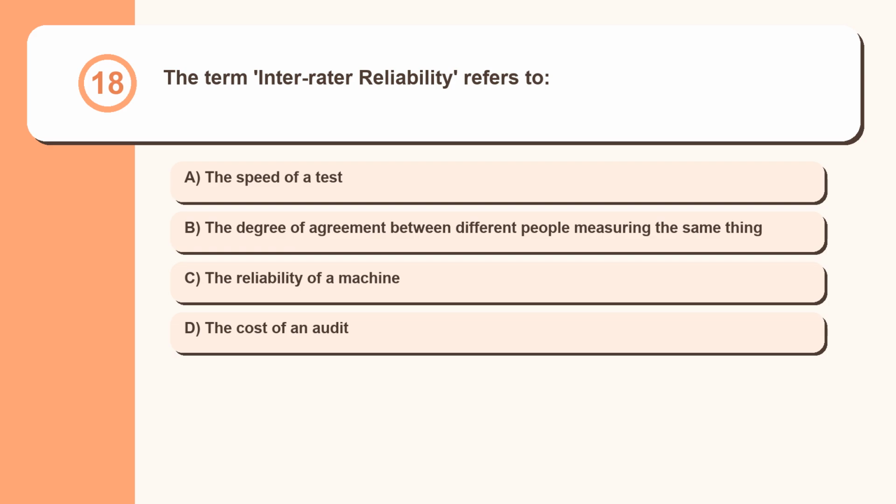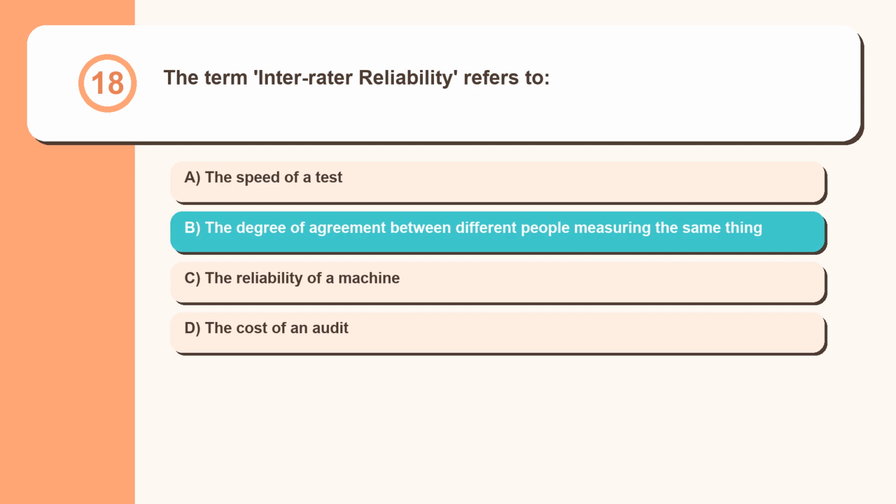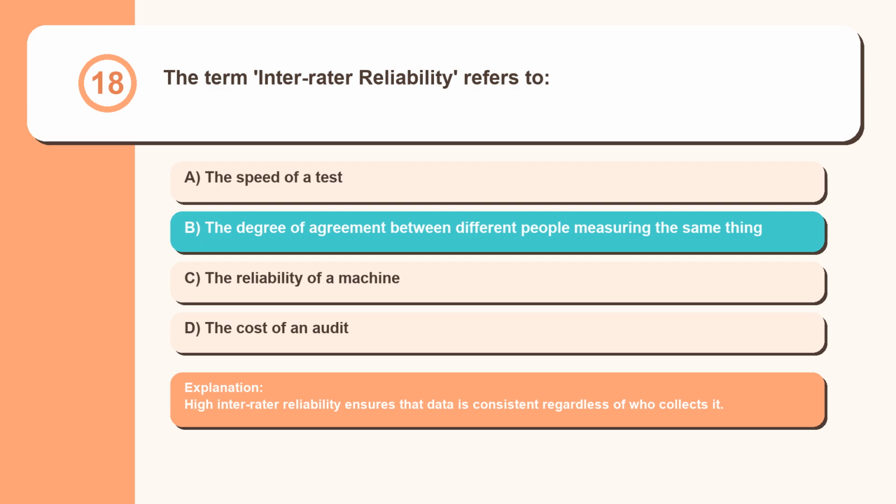Question 18. The term inter-rater reliability refers to the speed of a test, the degree of agreement between different people measuring the same thing, the reliability of a machine, the cost of an audit. High inter-rater reliability ensures that data is consistent regardless of who collects it.